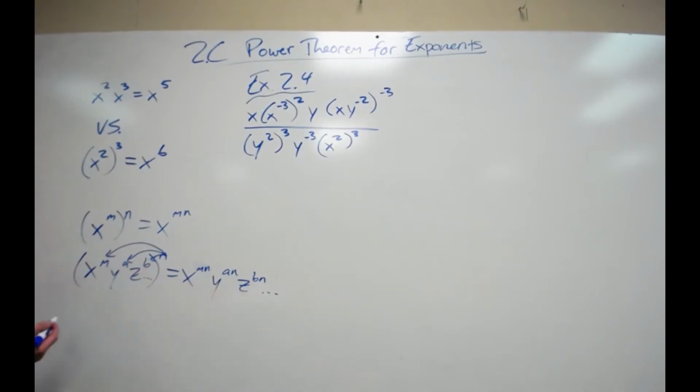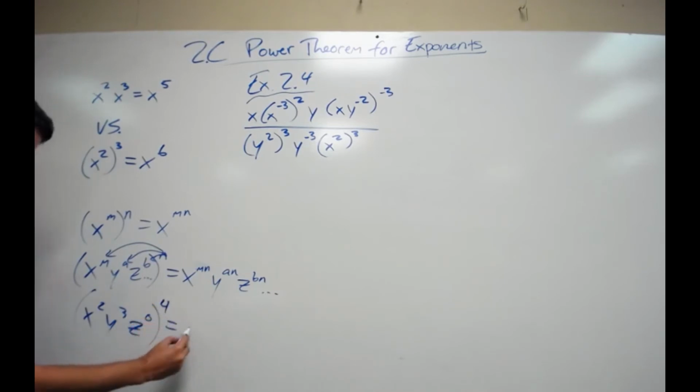So let's look at these if we add numbers. x squared, y cubed, z to the 0 power, all to the power of 4. What would that be simplified? Okay, well, you distribute.